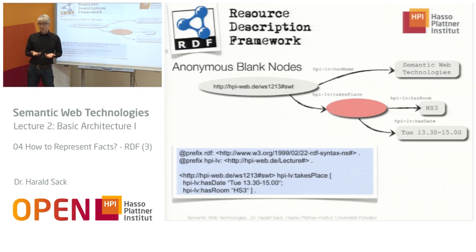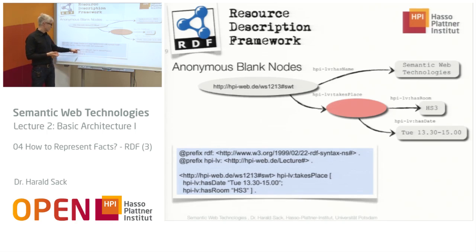In Turtle representation, it's much easier. Here, for example, you say the lecture takes place at, and now in Turtle this is different. For introducing a blank node, you use these brackets. You open a bracket, and then you say this is a blank node that has the following property and the following object. So there's a blank node connected to has date with a specific date, and also connected to has room with a specific room, which is represented by a literal.